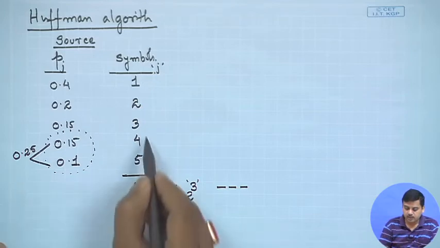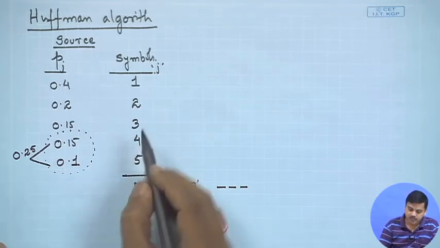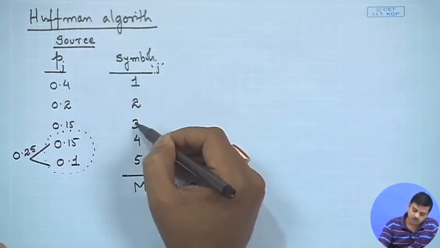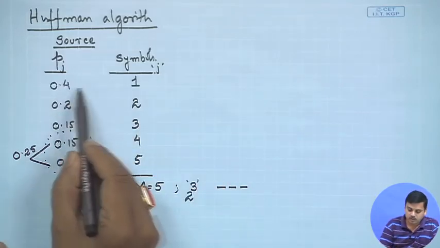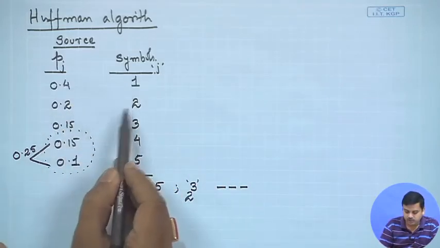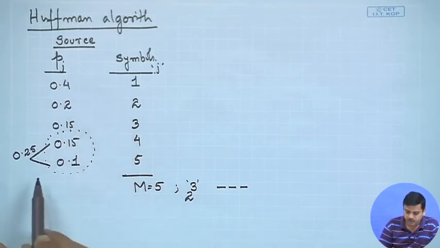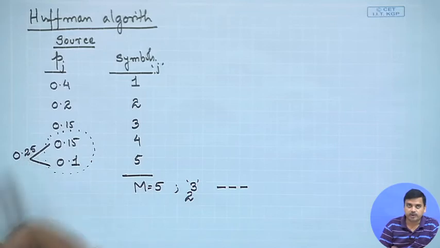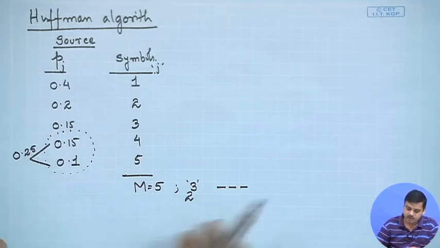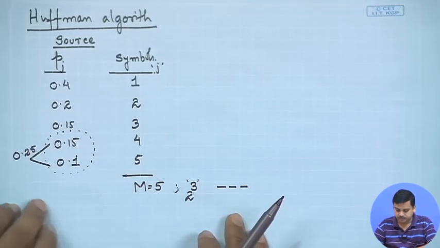0.25. So, I will group these two and I would have symbols 1, 2, 3 and a combination of 4, 5. So, 1 occurs with a probability of 0.4, 2 occurs with 0.2, 3 occurs with 0.15, and 4 and 5 together occur with a probability of 0.25. Now, this process would continue.